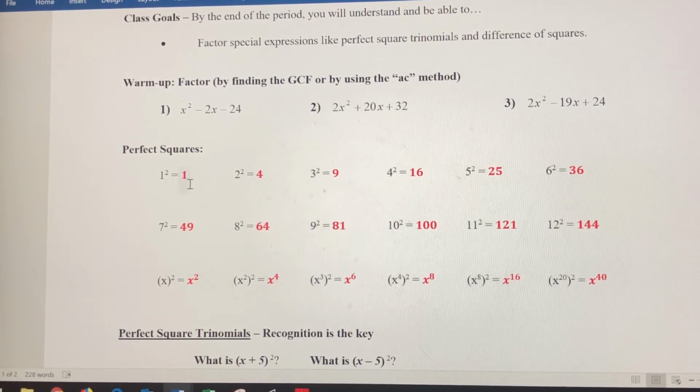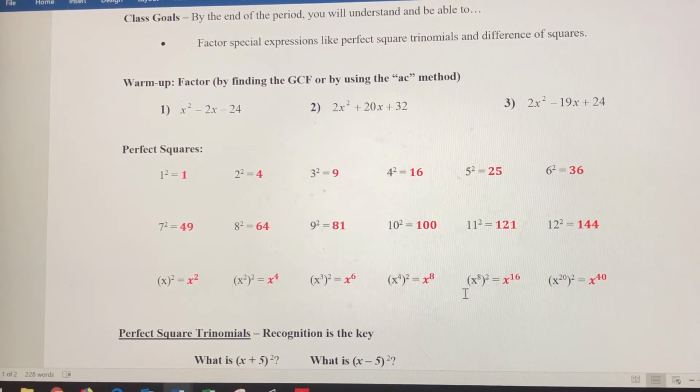Going backwards though, 1 is a perfect square. The square root of 1 is 1. 4 is a perfect square. The square root of 4 is 2. And so on down the list. When you're dealing with variable expressions, you've got an even exponent. Using the laws of exponents, when you take the square root of x to the 6th, you're basically cutting that exponent in half. So the square root of x to the 6th is x to the 3rd. The square root of x to the 40th, again, take that exponent, cut it in half, is x to the 20th.